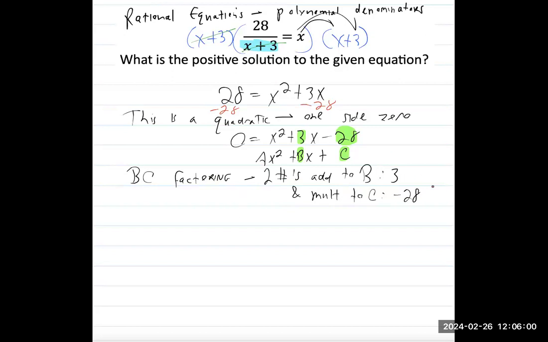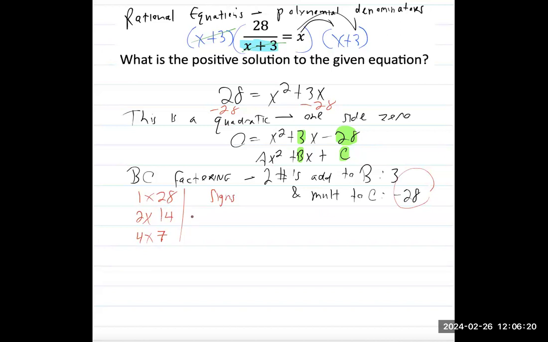Now, you want to start by breaking down what they multiplied to. 28 can divide by 1, of course. It can divide by 2. It doesn't divide by 3, but it divides by 4. It's 4 times 7. And so now we're going to look at the signs.